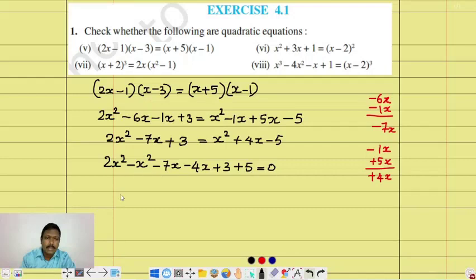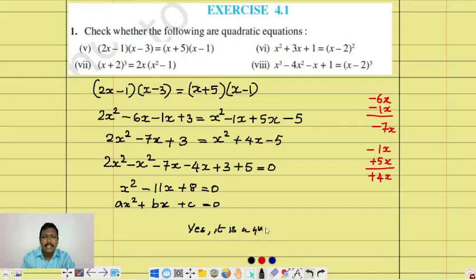So 2x squared minus x squared will be x squared, minus 7x minus 4x, you can add, minus 11x. See, minus 7x minus 4x will be minus 11x, plus 3 plus 5 will be plus 8, is equal to 0. So this is in the form of ax squared plus bx plus c is equal to 0. So you can say yes, it is a quadratic equation.